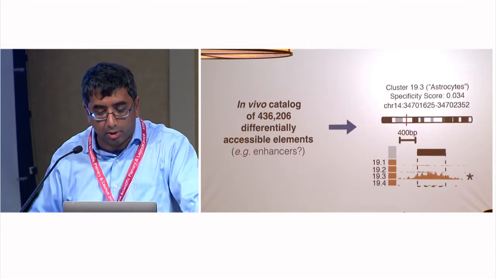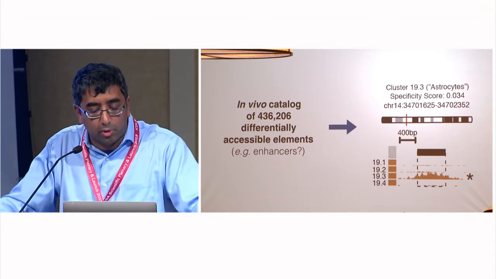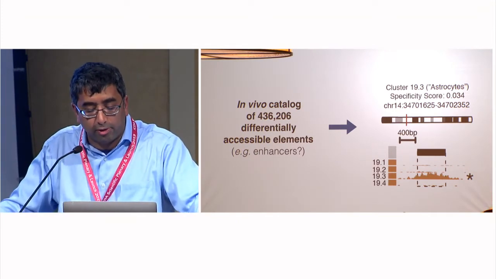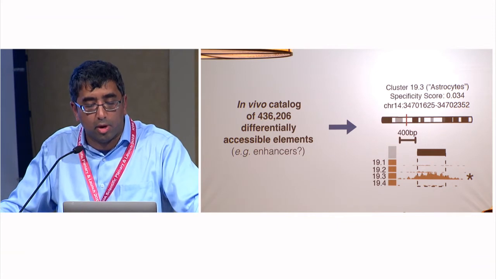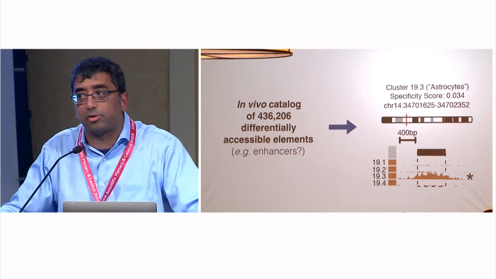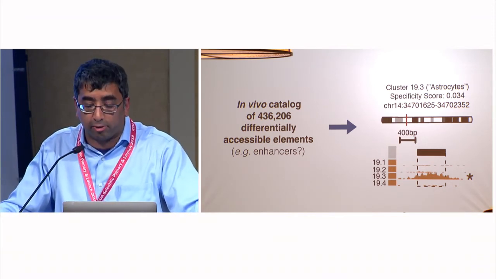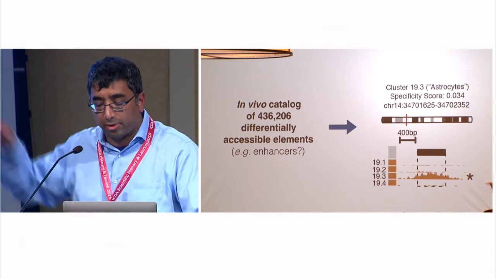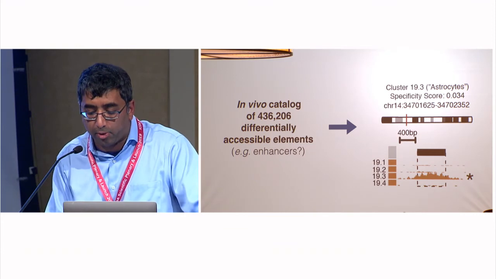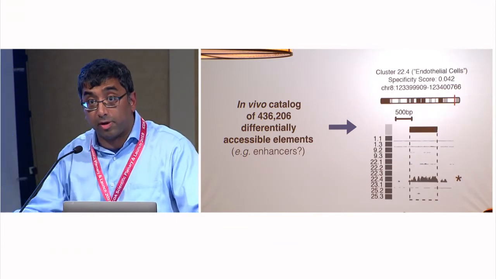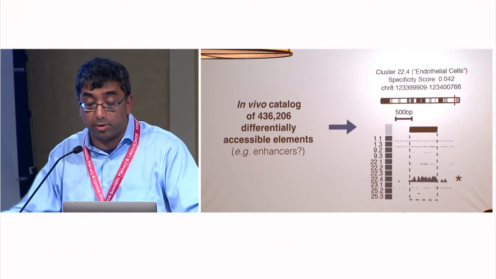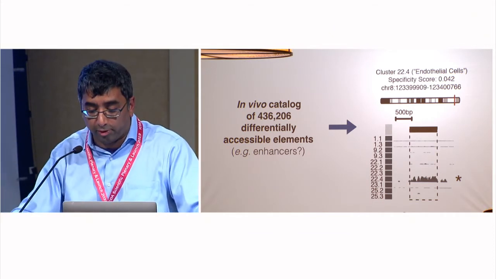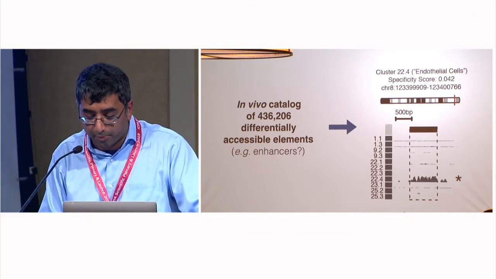So, the kinds of things you can look at with this that are different than single-cell RNA-seq data include differential accessibility. So we built a catalog of around 400,000 elements that are differentially accessible. So here looking at various subtypes of astrocytes, and you can see that only one of them has this particular element accessible. Here looking at various subsets of endothelial cells, plausibly corresponding to different organs. And we can see some specific accessibility there as well.